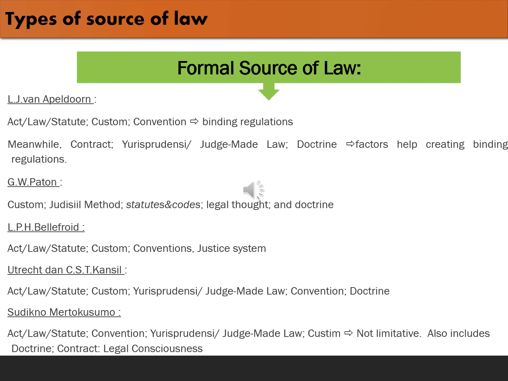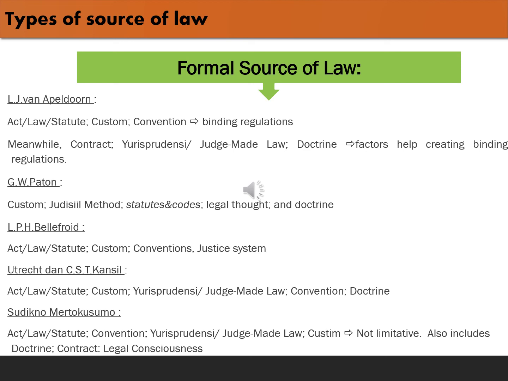Meanwhile, according to Paton, formal sources of law include custom, judicial method, statutes and codes, legal thought, and doctrine. According to Belefroid, it is quite the same, but he mentioned the justice system. Next are Scholten and Utrecht, the same as the others. Sudikno Mertokusumo mentioned that the sources of law mentioned before are not limitative. He also includes doctrine, contract, and legal consciousness as parts of formal sources of law.